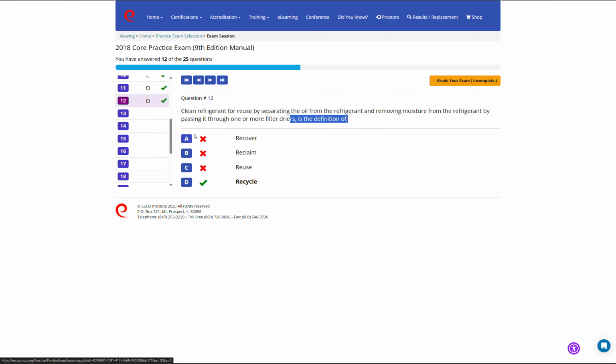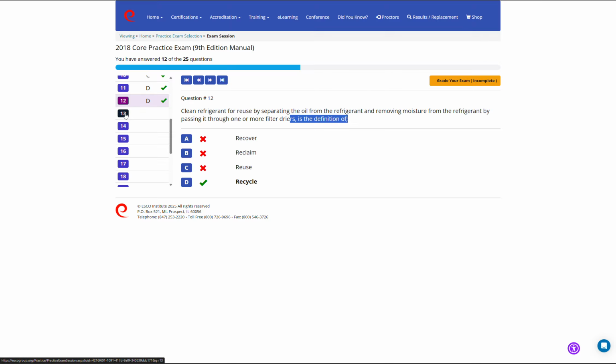And what's the difference between recycle and reclaim? Recycling's the quick and dirty, just pulling out obvious contaminants, like air or big debris. No real purification. Reclaim is next level, totally stripping oil, moisture, and trace junk through filter dryers till it's pure enough for reuse. EPA says recycle's on-site and rough. Reclaim's lab grade. Want an example or another question?